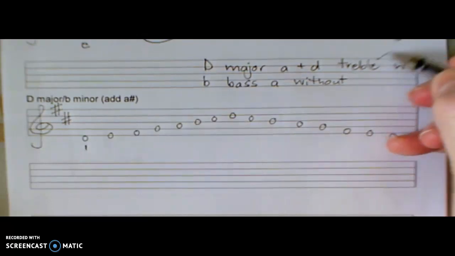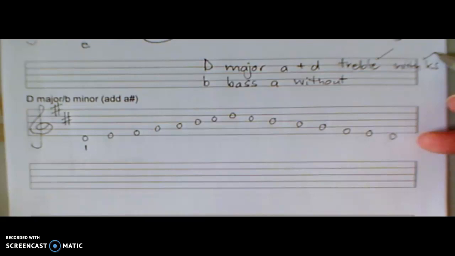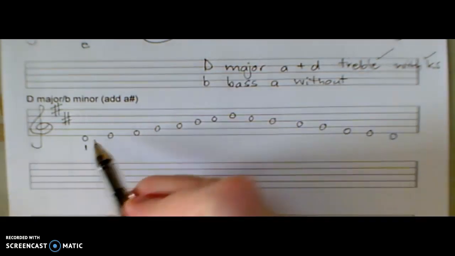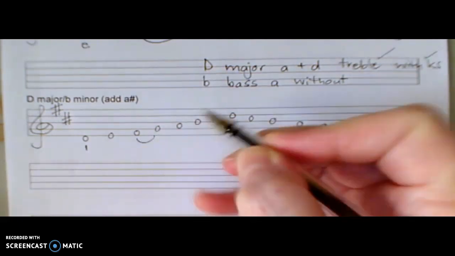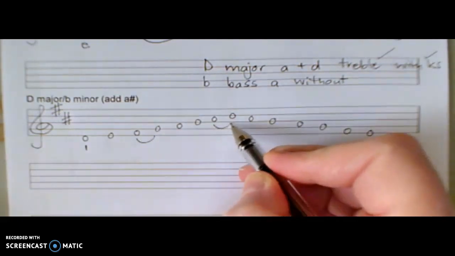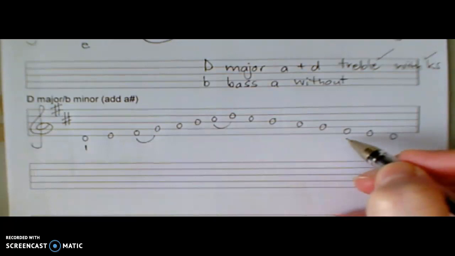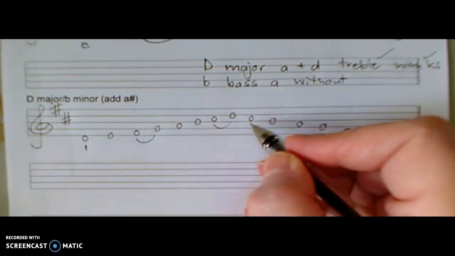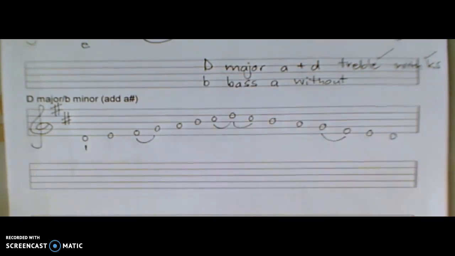So I've done the treble, I have the key signature. So what must I still add? The semitones. 1, 2, 3, 4, 5, 6, 7, 8. 1, 2, 3, 4, 5, 6, 7, 8.